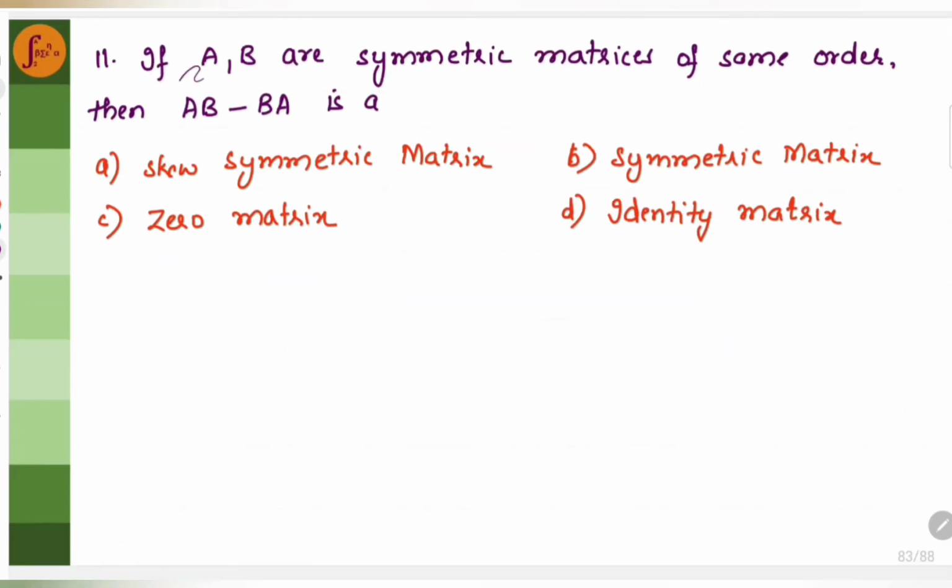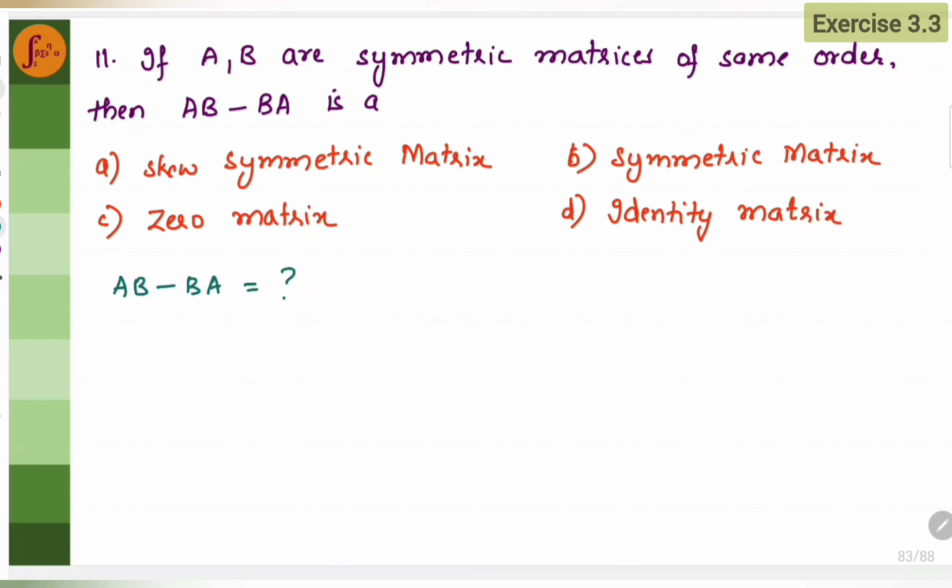Let's take another example: if A and B are symmetric matrices of the same order, then AB minus BA is which type of matrix? We'll have to identify the type of matrix. Is it a skew symmetric matrix, symmetric matrix, zero matrix, or identity matrix? Now, let's get started. So, AB minus BA, we'll have to find what kind of a matrix this is, right?